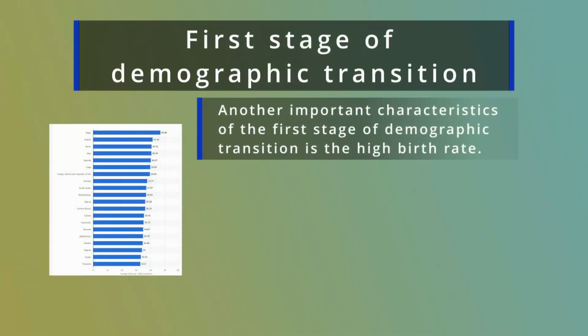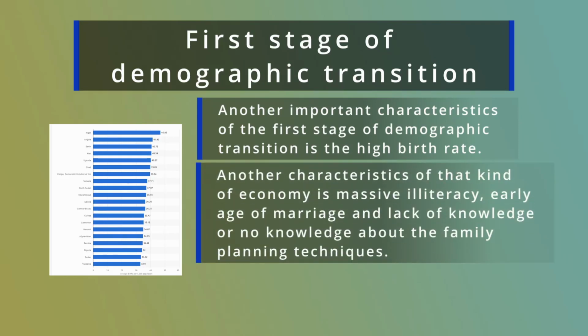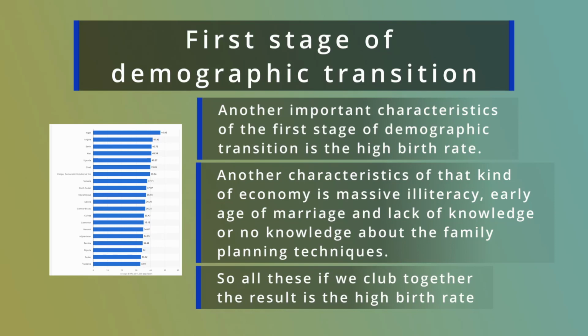However, that is not the reality in case of the first stage of demographic transition. Another important characteristic of the first stage of demographic transition is the high birth rate. Now, why is the birth rate also high? Another characteristic of that kind of economy is massive illiteracy, early age of marriage, and no knowledge about family planning techniques. So if we club all these together, the result is the high birth rate.